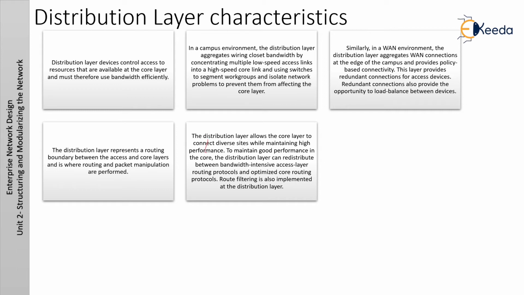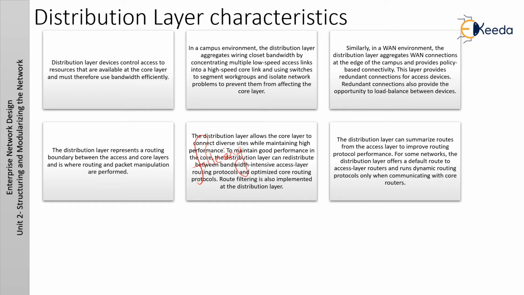So the important thing is route filtering. The distribution layer can summarize routes from the access layer to improve routing protocol performance. For some networks, the distribution layer offers a default route to access layer routers and runs a dynamic routing protocol only when communicating with core routers.